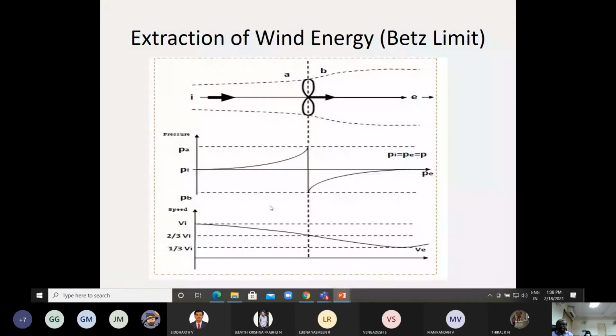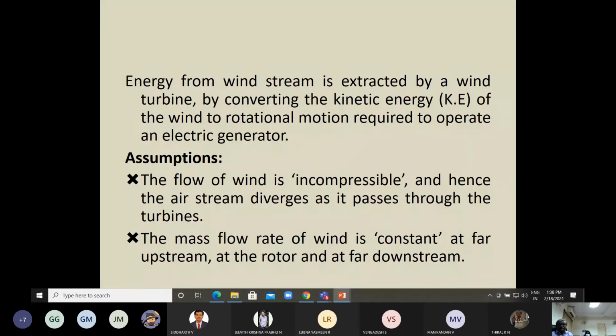Here I want to say we are making some assumptions. The flow of wind is incompressible. Actually, air could be compressible, but for easy derivation we assume the flow of wind is incompressible, and hence the air stream diverges as it passes through the turbine, and the mass flow rate of wind is constant. That is, upstream, downstream and at the rotor, the mass flow rate is always constant.